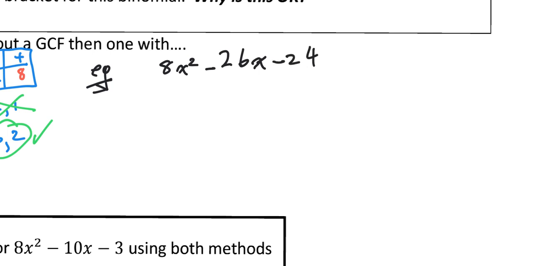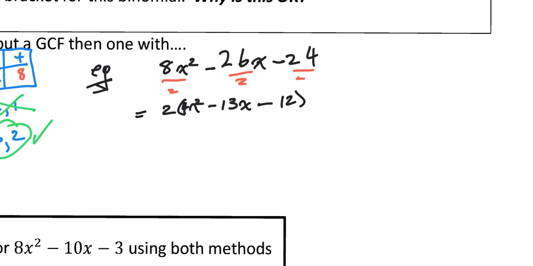Normally you would go through this, but what you want to do is look at each one of these terms right away and see if you can divide everything by the same number. In this case, we can divide every number in our problem by 2, so we can rewrite this original equation into this. 2 bracket 4x squared minus 13x minus 12. Okay, so that's a skill that you need to be able to figure out really quickly.